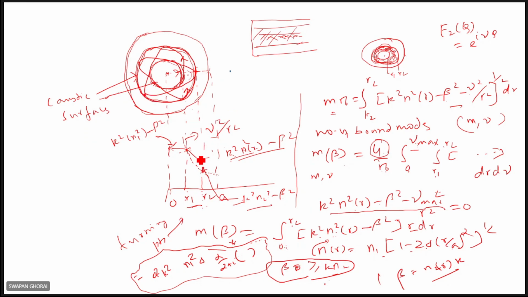And how will we get this r1 r2? It is the intersection of these two expressions, k squared n squared minus beta squared and mu squared by r squared. You'll get this r1 r2. Once you get this r1 r2, the upper limits, then you can solve these equations.